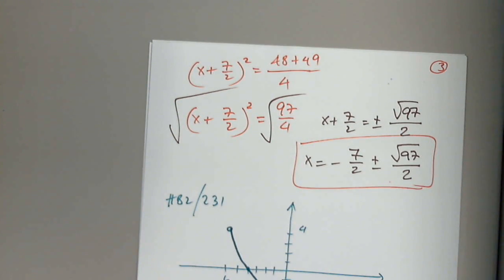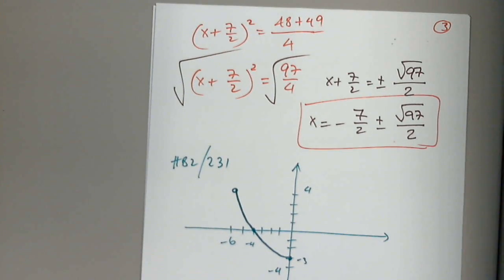Okay, so I copied a graph from problem 82, page 231, and we have a bunch of questions here that we have to answer. As you see, this graph goes from this point to this point, does not extend to the right or to the left. First question, does this graph represent a function?